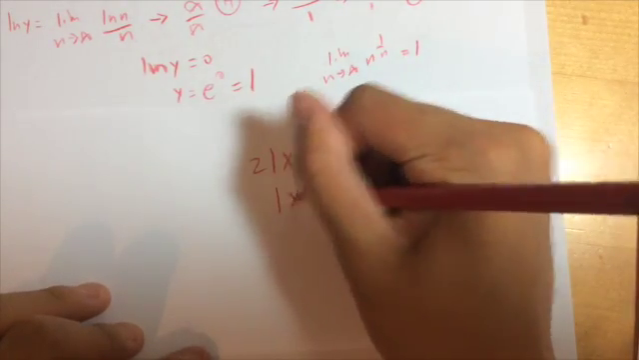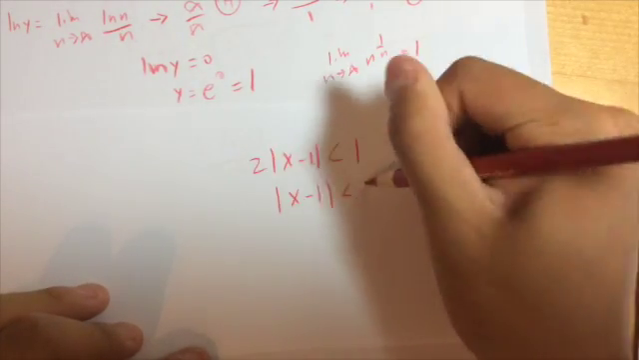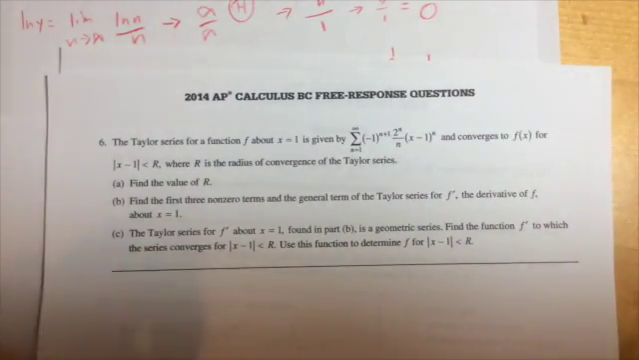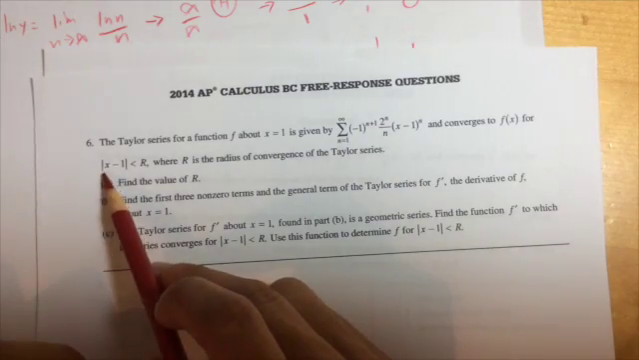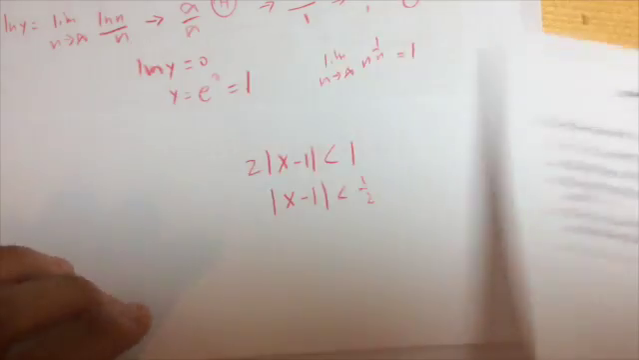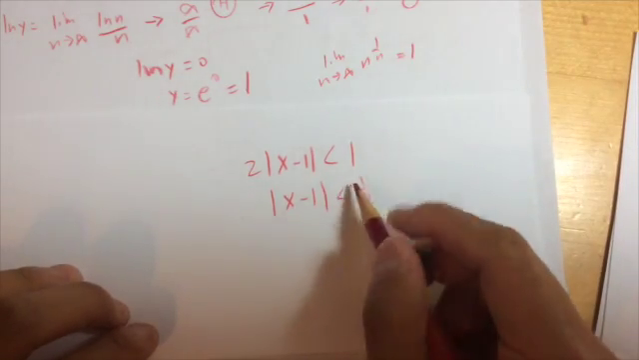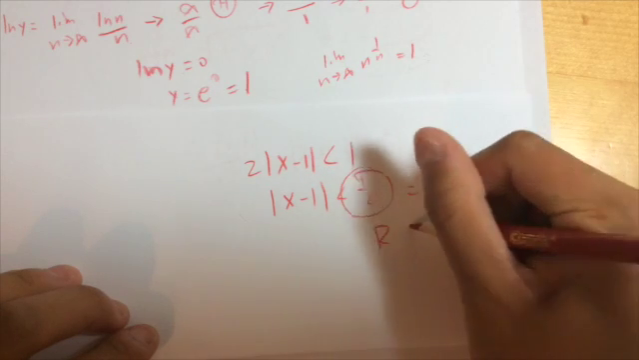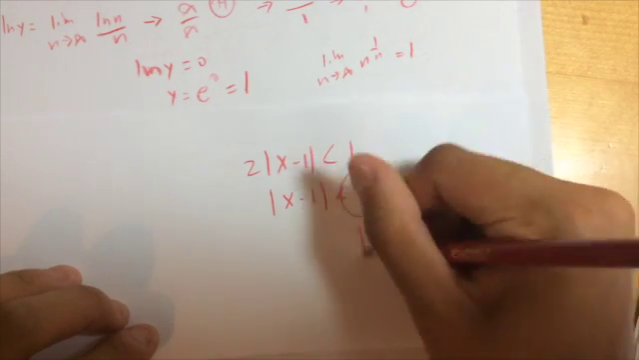So the absolute value of x minus 1 is less than 1/2. And in the original problem, it says the absolute value of x minus 1 is less than the radius of convergence, so you have essentially mirrored this. So this is equal to your r. So the radius of convergence is 1/2.